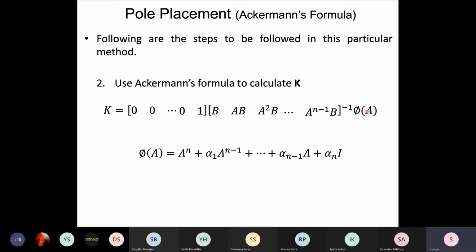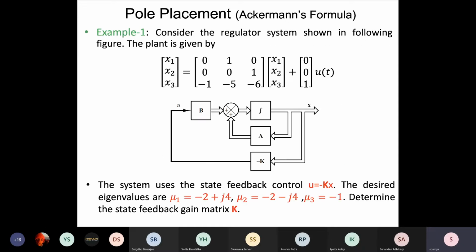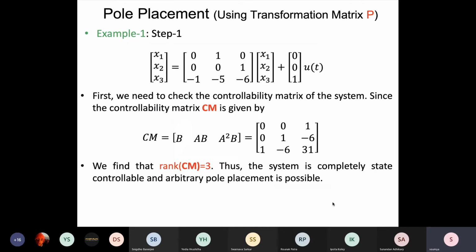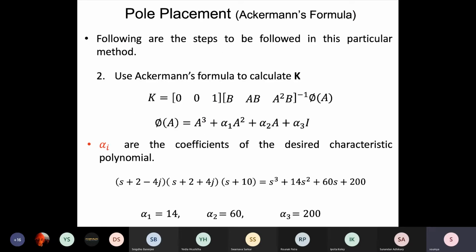Now what is phi(A)? Phi(A) is a matrix polynomial, I would say. It's basically a polynomial defined on the state matrix A, and its coefficients have some special characteristics. So let's see what that is. Again, you have the system, and suppose you have a set of desired pole positions, right? First you do the controllability check, and it says the rank is 3, so it is completely controllable.